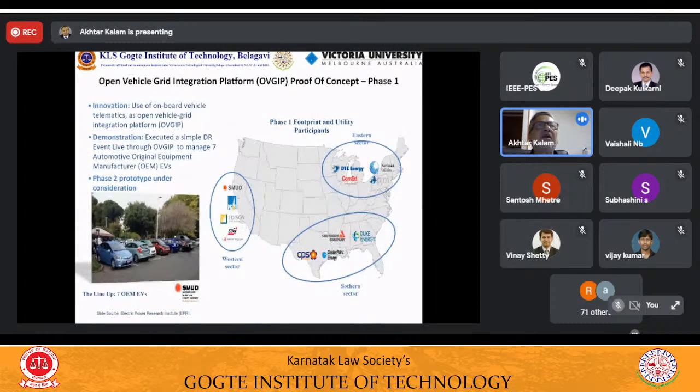Now, there is a proof of concept. I already have that. There's innovation, looking at onboard vehicle technology like telematics, etc. Looking at OVGIP, which is the open vehicle-grid integration platform. There's a demonstration which manages various OEM manufacturers. This was the phase one that they did. Phase two, they're looking at the prototype.